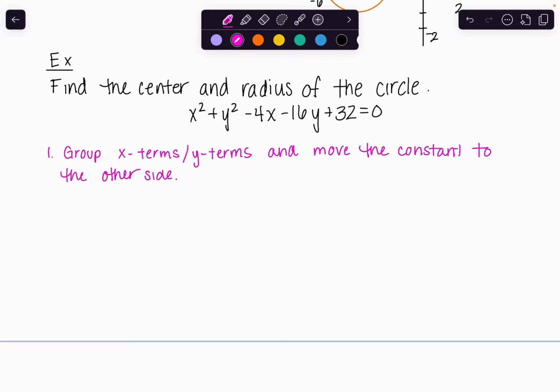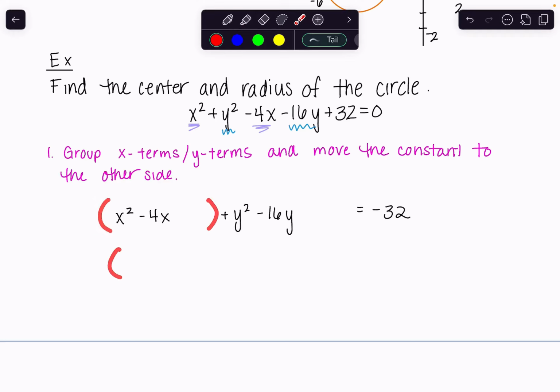Okay. So if I look, I have x squared and minus 4x. We're going to group those together. And I'm going to give myself a little bit of space. Then we have plus y squared minus 16y. So give ourselves some space in there. And then when we move this constant to the other side, we go ahead and subtract it. So we get negative 32. Okay. Now what I need to do is add a number here so that when I group these, I can write it as x minus or plus something squared. Since that middle term is minus though, it's going to have to be that we're subtracting something.